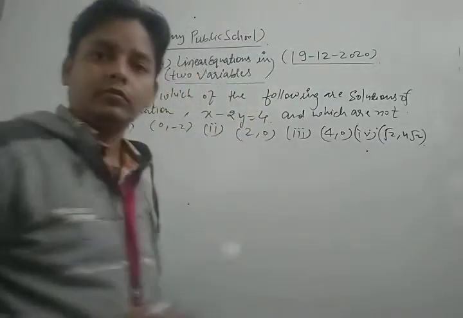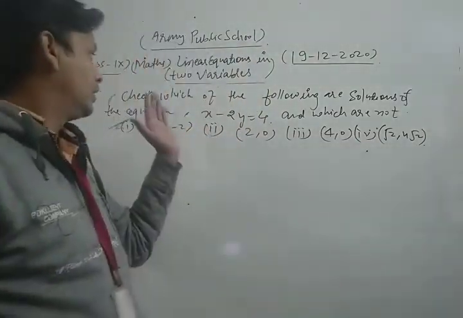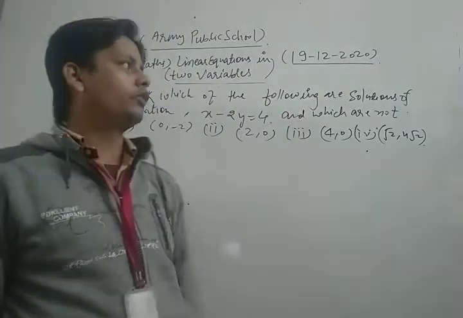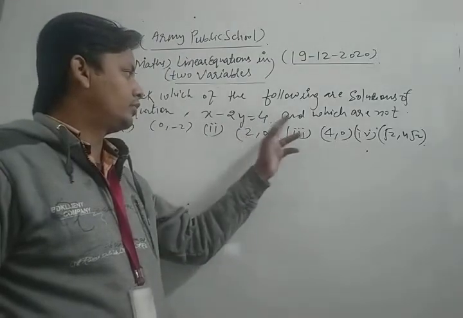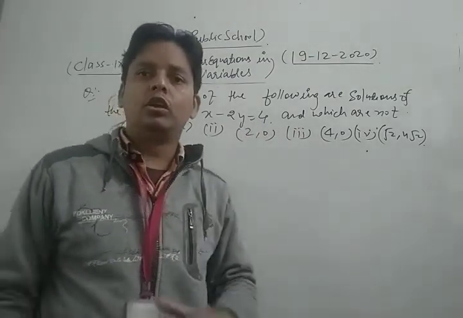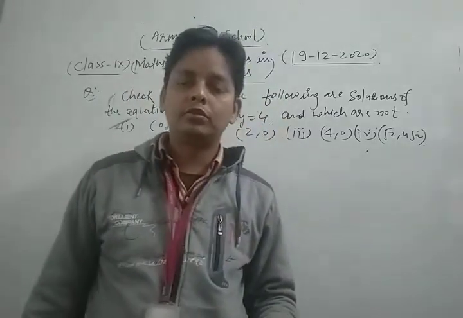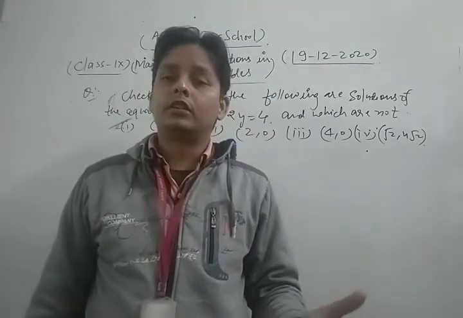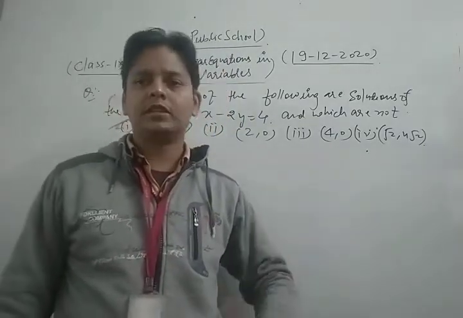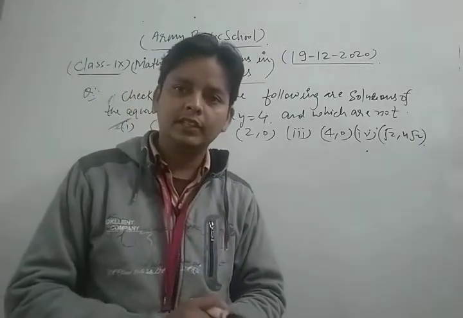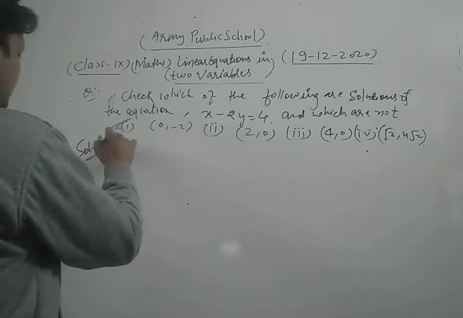Okay, now in that question, dear student, check which of the following are solutions of the equation x minus 2y is equal to 4 and which are not. So I just discussed that topic, dear student. The pair of values which satisfy the given equation is its solution. Otherwise it is not a solution of the given equation, right? Now let's see. We take and solve the first part of this question.